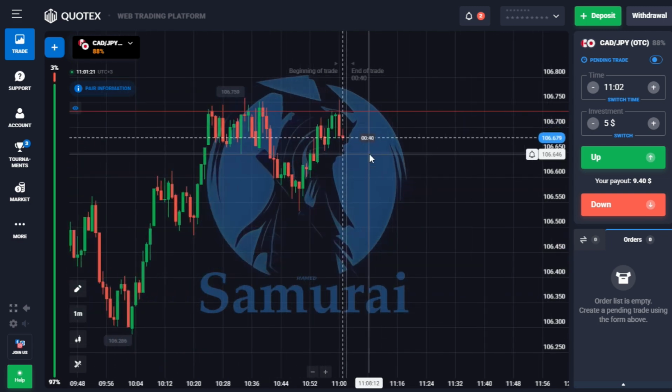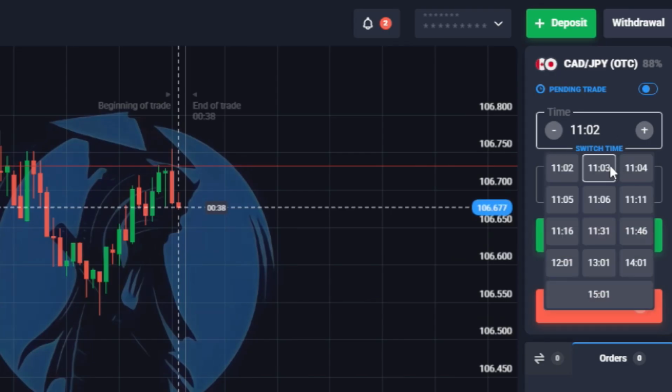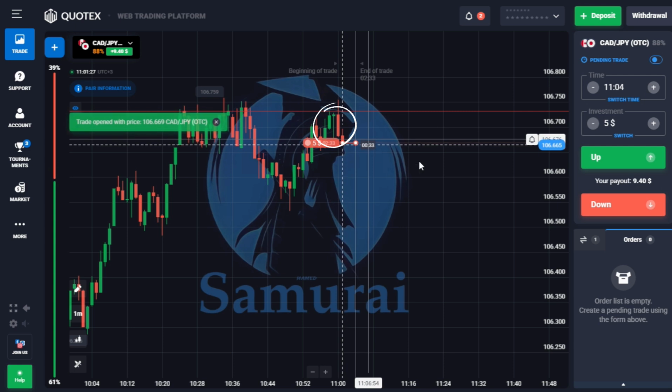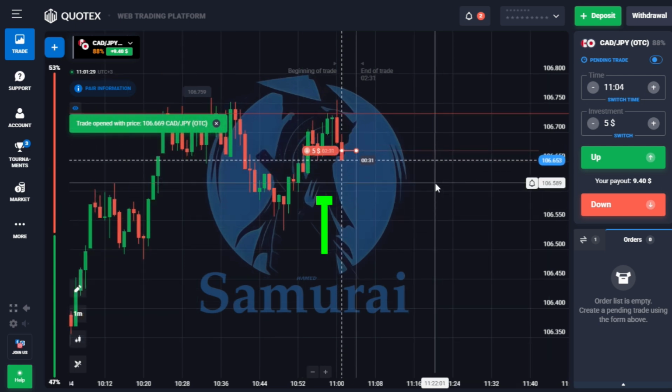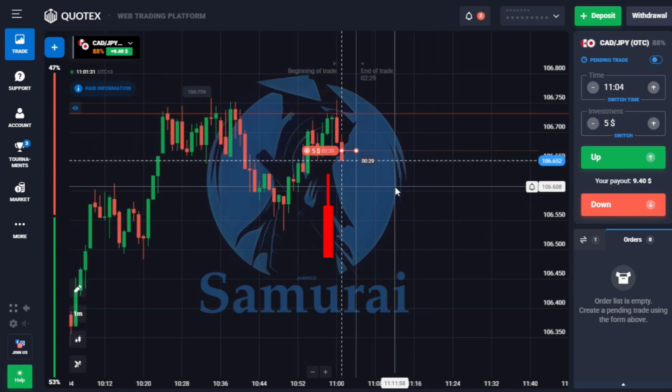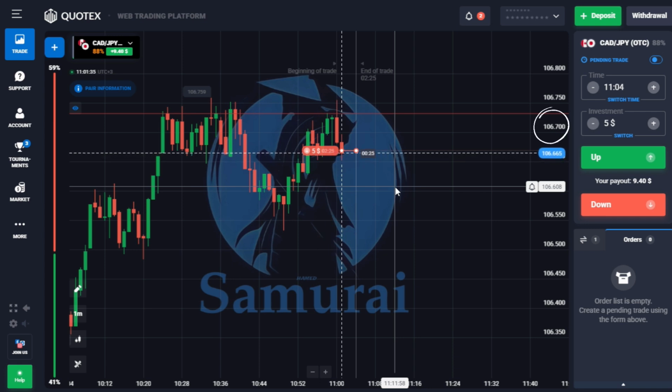Afterward, we will return to the minute time frame and aim to execute a 2 to 3 minute trade with the sellers. Here, in this area, we can see a dragonfly pattern followed by an engulfing belt hold pattern, and the last thing here is the rejection on the round number. All these reasons are clear signs to go with the sellers.